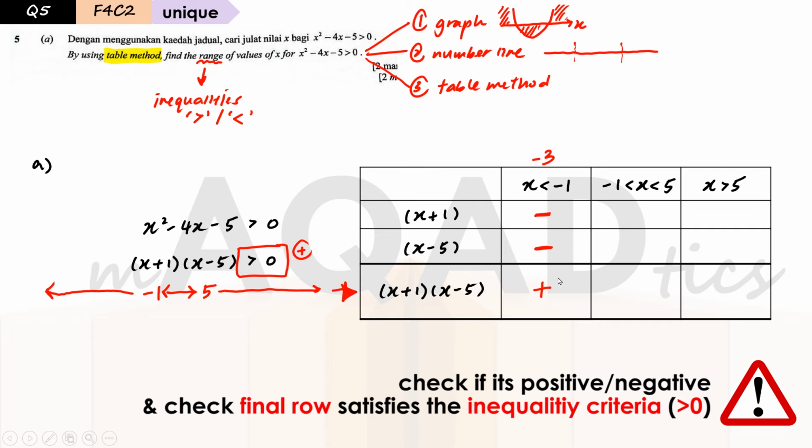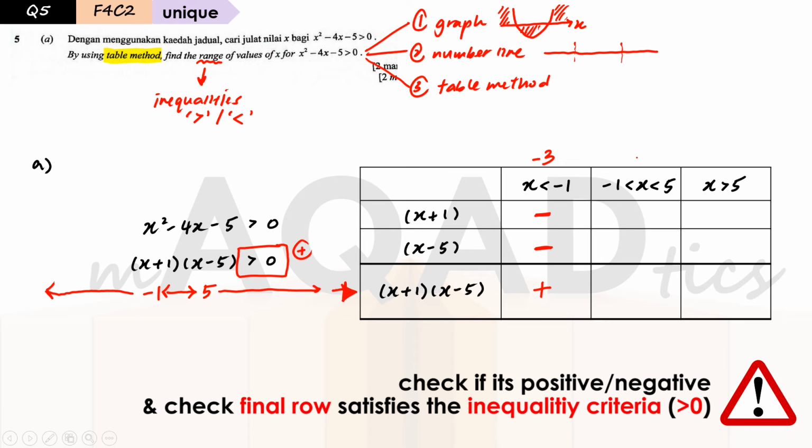So we need to see in our final row which columns say positive. If it's positive, then it would be our answer, because we are trying to find the range of values of x that is positive. Okay, so this is how it works. Now let's set values for each of the columns and use the same way to find out whether it is negative or positive.